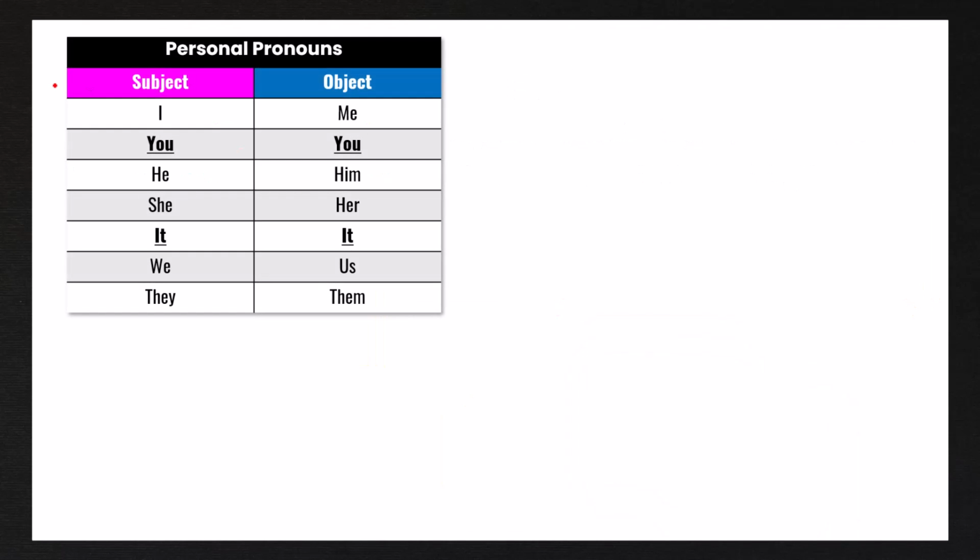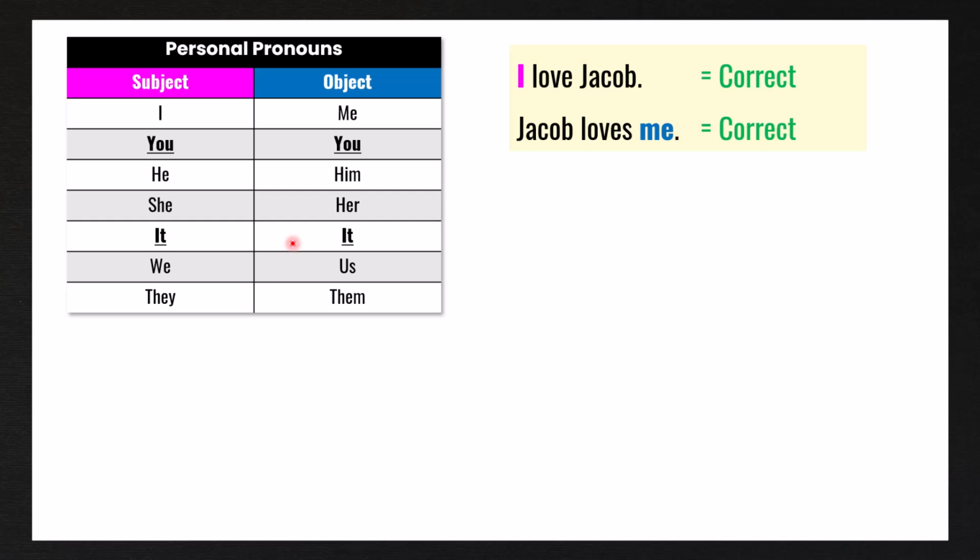So again, here we have the personal pronouns. And the reason this can be confusing is because some subject pronouns are the same as object pronouns. For example, you, and it. And this is where it gets confusing.